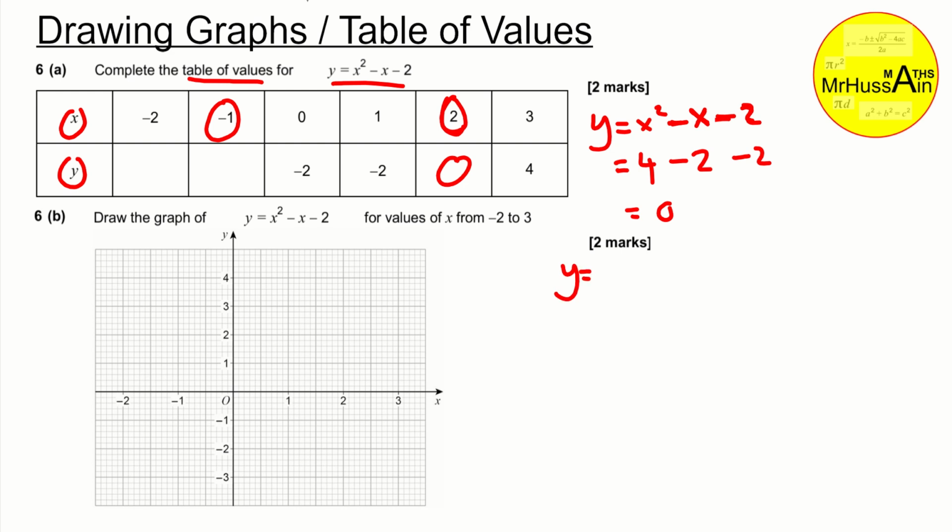y equals x squared minus x minus 2. So x is minus 1. Minus 1 squared. If you put that into the calculator, it will tell you it's minus 1. You must put it using brackets and it will tell you it's 1. But you should also know anything negative squared is positive. So minus 1 squared is 1.